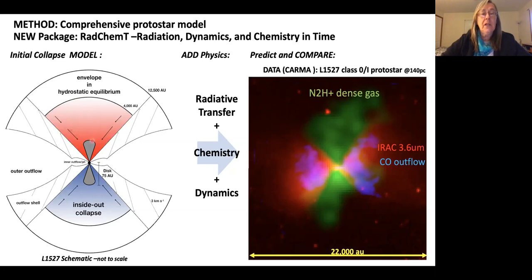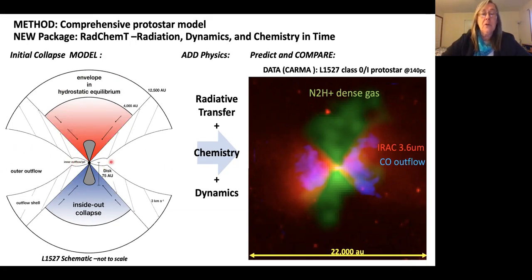There's an infalling envelope showing gravitational collapse motions, red-shifted, moving due to rotation at the top away from us, and blue-shifted towards us below. In the outer regions of the envelope, it's slowly rotating, but the collapse has not yet reached this outer part. From east to west, there's the outflow.